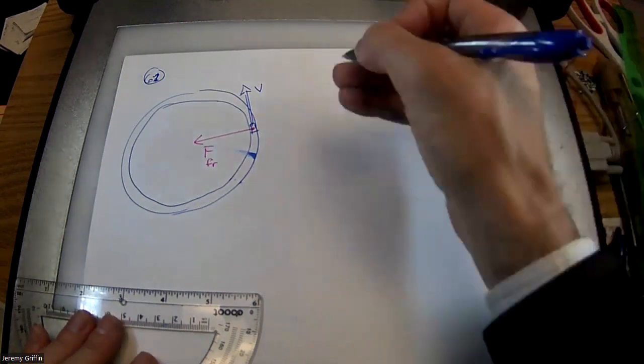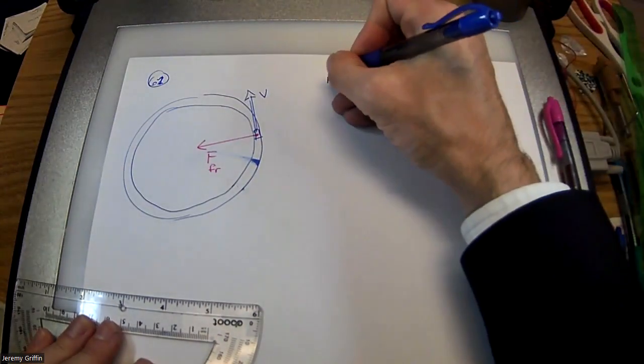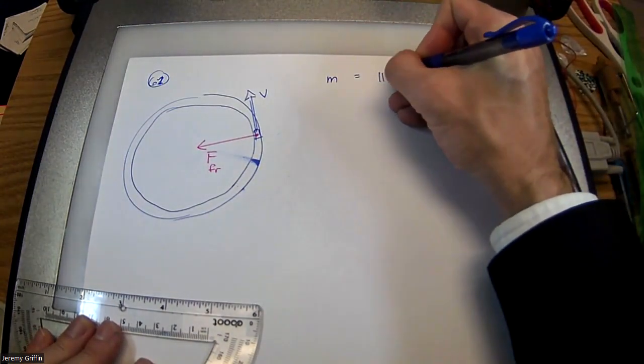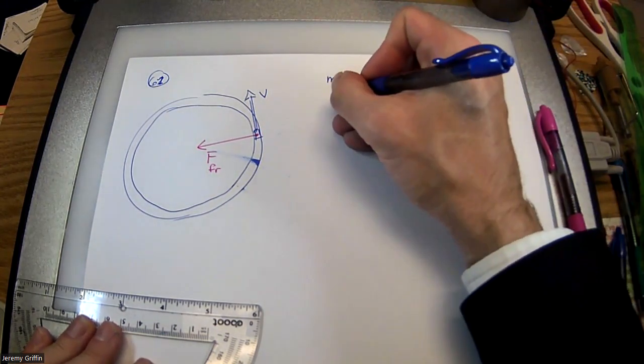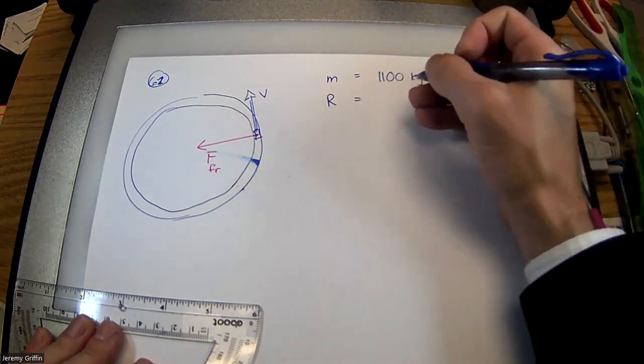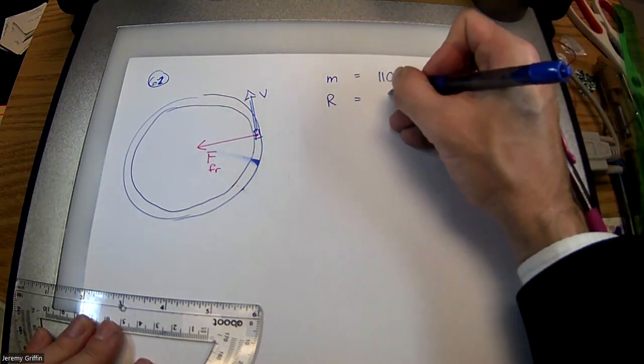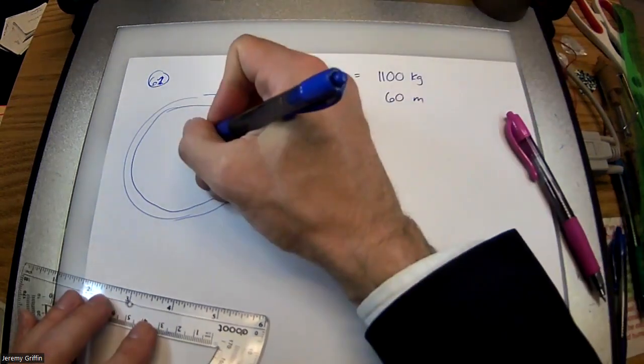But we need some values. They told you the mass of the car. I'm going to use a different mass, this many kilograms. They told you the radius of curvature. I may come up with my own radius of curvature, maybe this many meters. So it's measured from the center of the track.